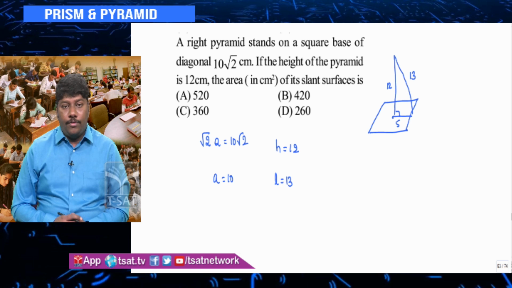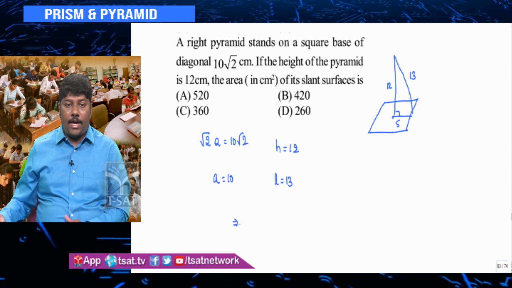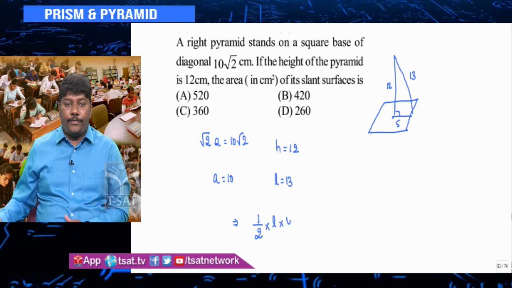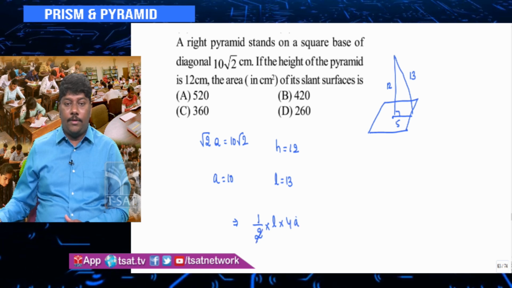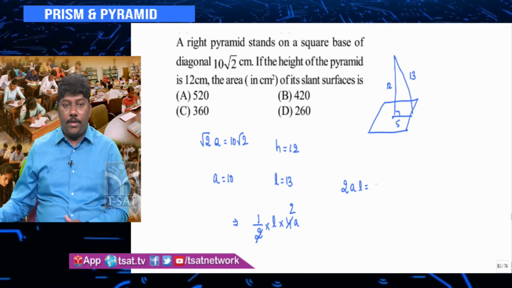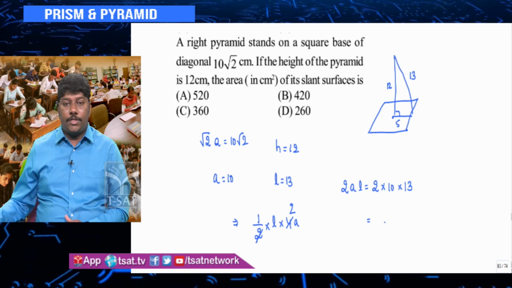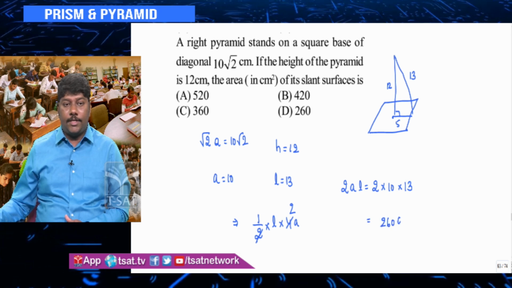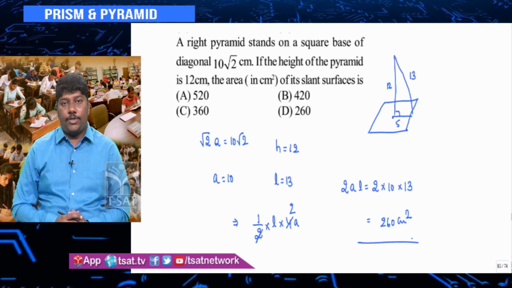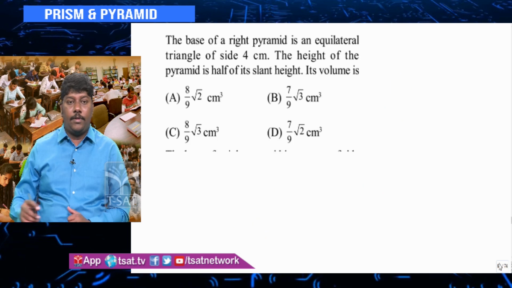He is asking you for the slant surface area. The area of the slant surface is half into slant height into base perimeter, that is 4a, so it is 2al. A is 10, L is 13, which gives 260 centimeters square. So the slant surface area is 260.